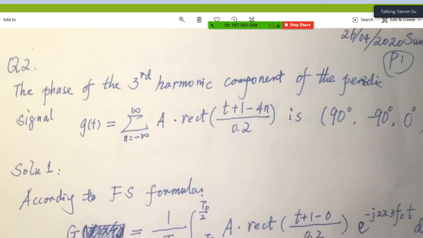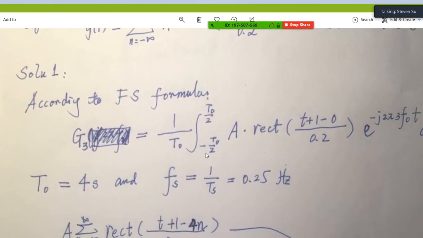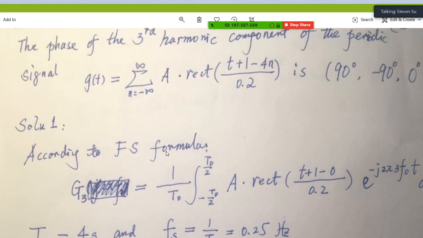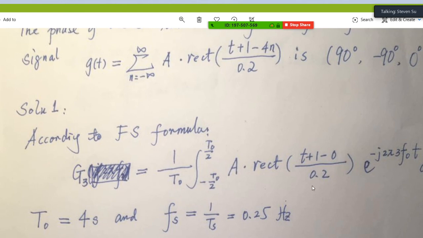So for this one, the first solution is you directly use the Fourier series formula. This is the Fourier series formula for G3. So this is 1 over T0 times the integration from minus half T0 to positive half T0, and the signal is A times rect of (t plus 1 minus 4n) divided by 0.2. So you can directly use the formula to calculate.